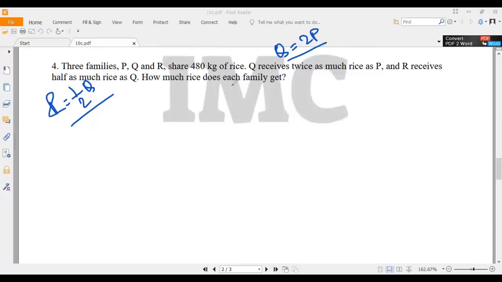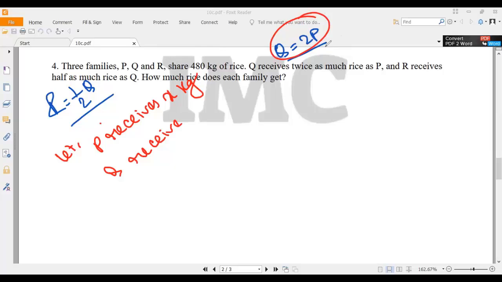That means we need to find out the share of the families P, Q, and R. So how can you solve? At first, by using the algebraic method, you can say, let P receive X kg. If P receives X kg, then Q will receive twice P. Look, twice P. That means 2 multiplied by X, that means it will be twice X kg. So P receives X kg and Q receives 2X kg.